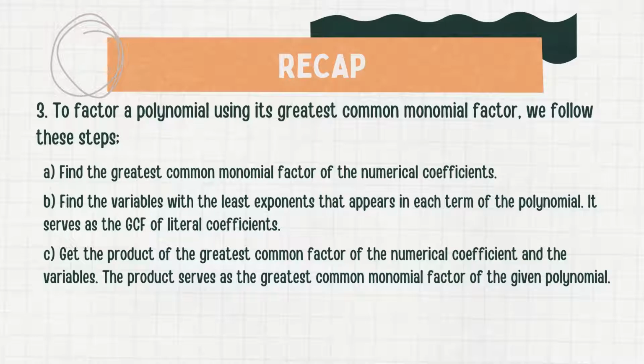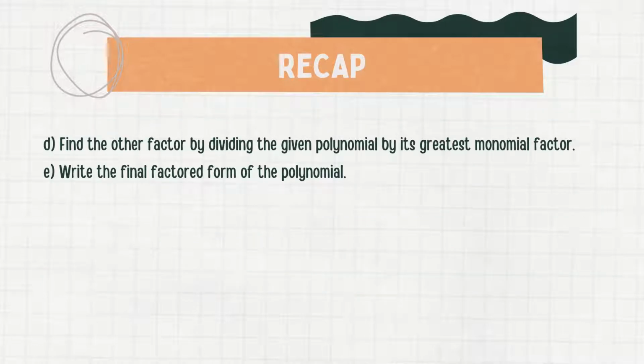Third step, get the product of the greatest common factor of the numerical coefficient and the variables. The product serves as the greatest common monomial factor of the given polynomial. Next is to find the other factor by dividing the given polynomial by its greatest monomial factor. And last, write the final factored form of the polynomial.